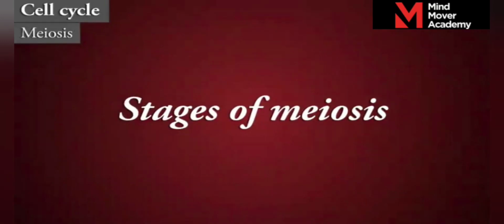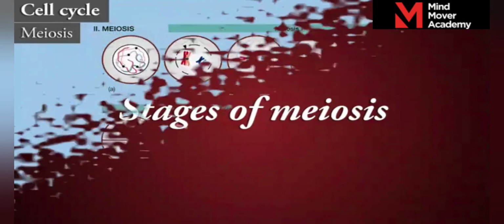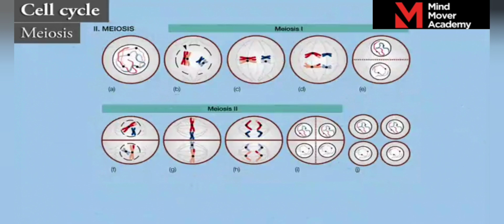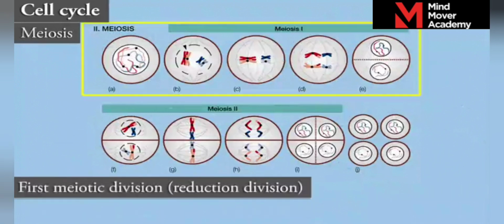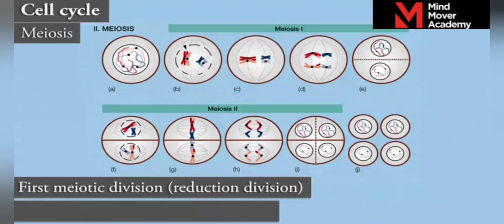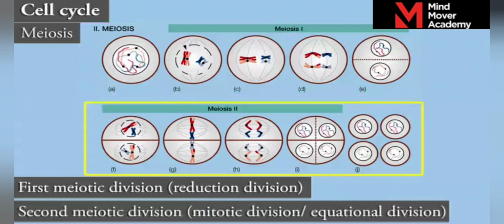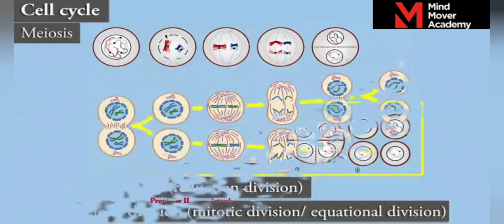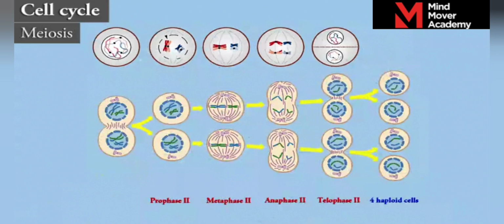Stages of meiosis. Meiosis includes 2 nuclear divisions: first meiotic division, reduction division, and second meiotic division, mitotic division or equational division. Thus, in meiotic cell division, all the stages, that is, prophase, metaphase, anaphase, and telophase, are repeated twice.